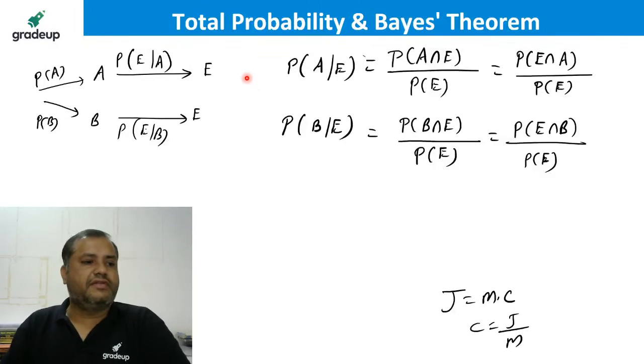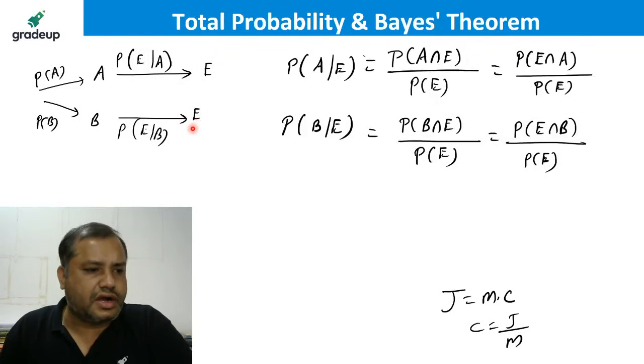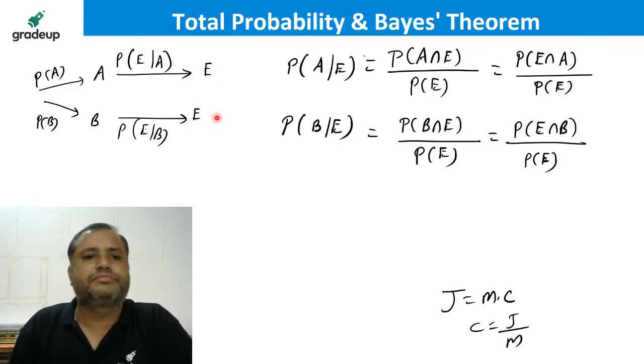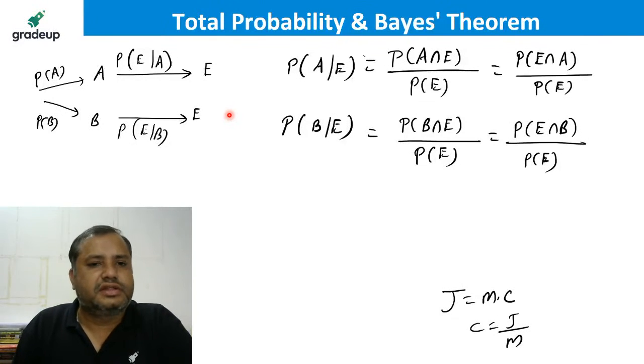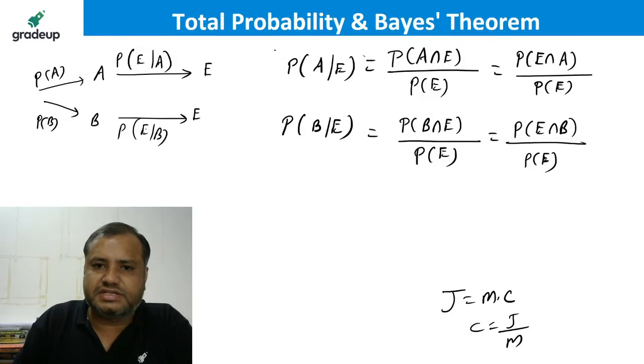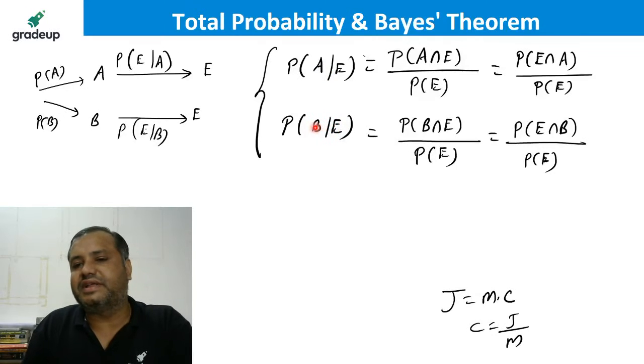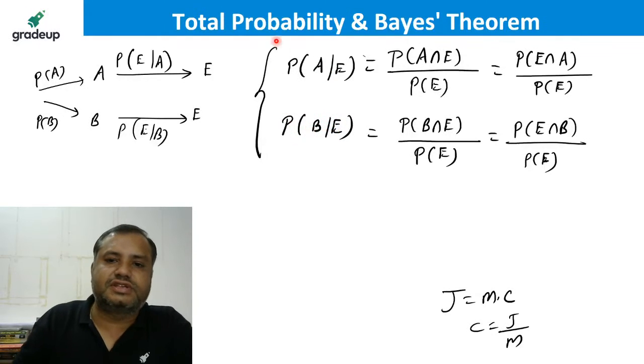See, event E has already occurred, and we are interested in the path through which event E has occurred. What is the probability that it occurs via path A? Event E has already occurred. What is the probability that it occurred via path B? So these calculations are done using Bayes theorem.